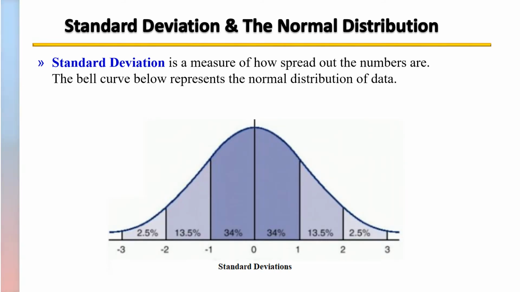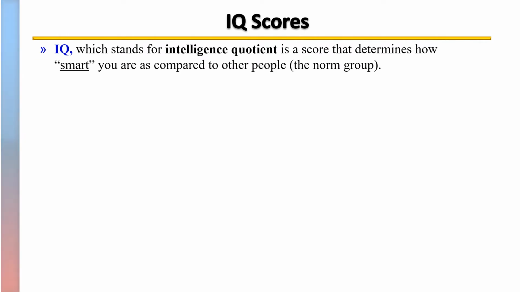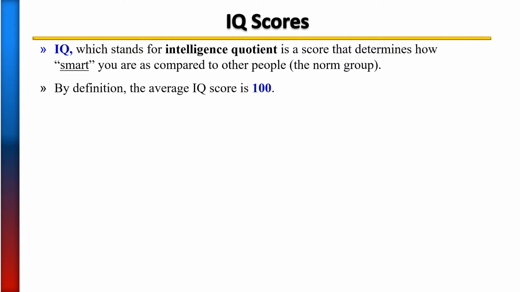Standard deviation. Standard deviation is a measure of how spread out the numbers are. The bell curve below represents the normal distribution of data. IQ scores. Your IQ, which stands for intelligence quotient, is a score that determines how smart you are as compared to other people, the normal group. So by definition, the average IQ score is 100.